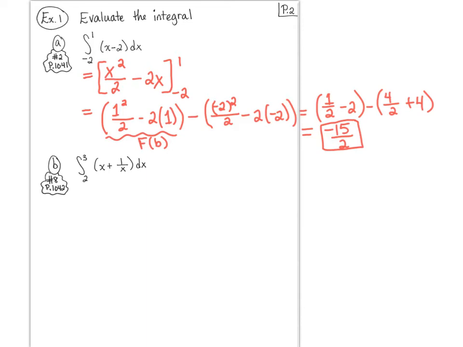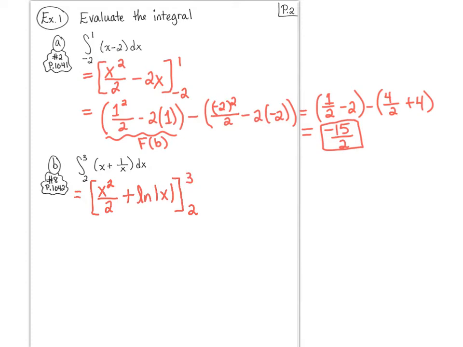Now, let's evaluate the next example. Evaluate the definite integral, the integral from 2 to 3 of x plus 1 over x dx. So we find the antiderivative. That's equal to x squared over 2 plus, remember, the integral of 1 over x is the natural log of the absolute value of x. Make sure you're careful there. So that's the antiderivative, and we evaluate it from 2 to 3.